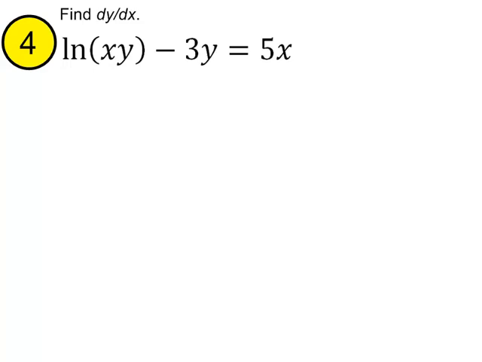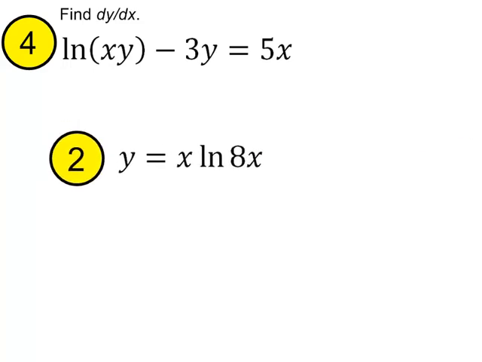I would like to contrast this with exercise number 2 here. Notice that in exercise number 2, we had a natural log that was part of a product, whereas up here in this exercise number 4, we have a product that's embedded inside the natural log. So even though natural log and the product rule are going to be involved in both cases, we're going to find that it feels very different in exercise number 4 than it did in number 2.